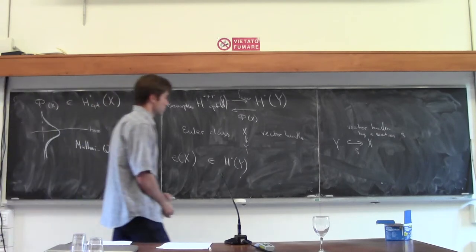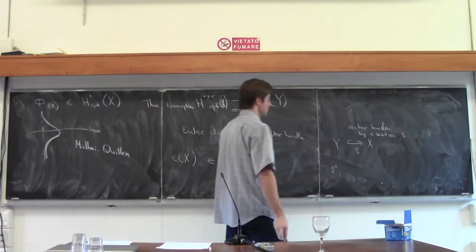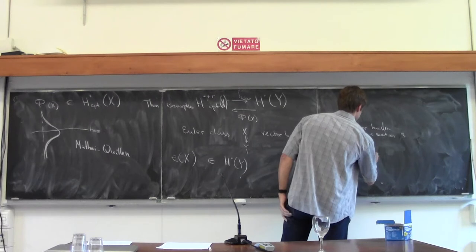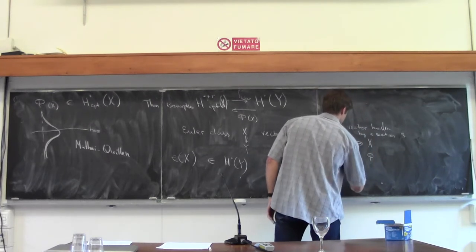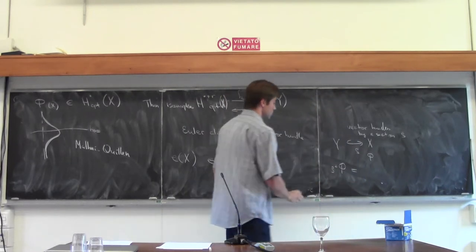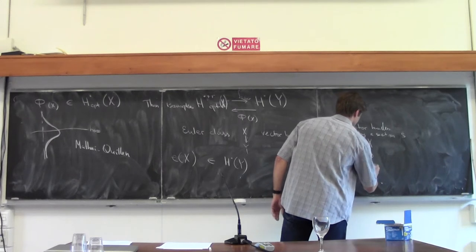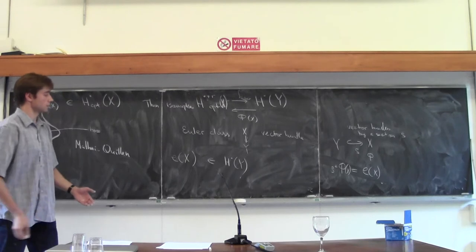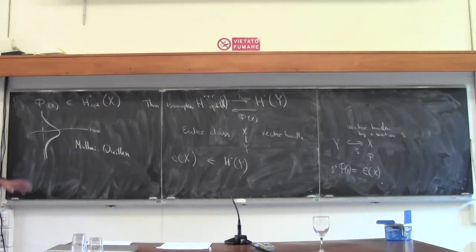So the point is that if you take the pullback by this zero section, well, any section, of the Thom class which is defined here, you get the Euler class of the vector bundle S, which is an element of the cohomology of the base. And you can take this as a definition of the Euler class.